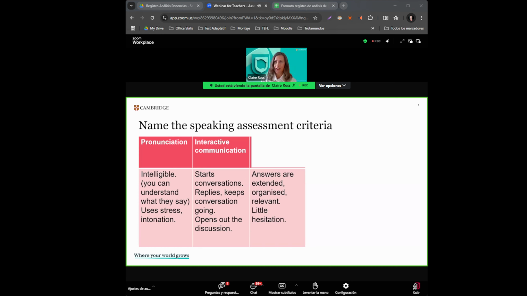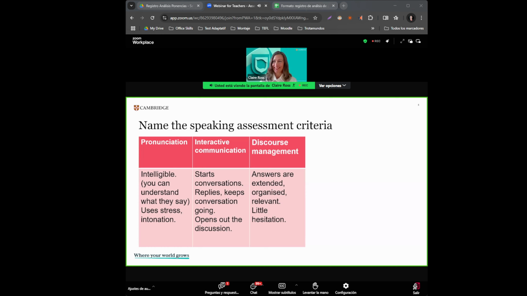The next one, so this is about how extended the candidate's answers are. How long can they talk for? Do they organise what they say? Is it relevant? And also about the amount of hesitation here. And many people have said discourse management, exactly right. And Sangeeta will be talking about this in more detail later.